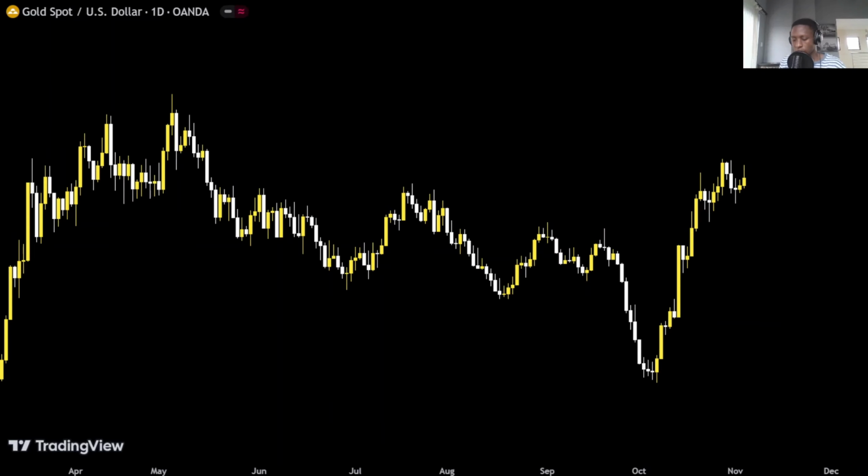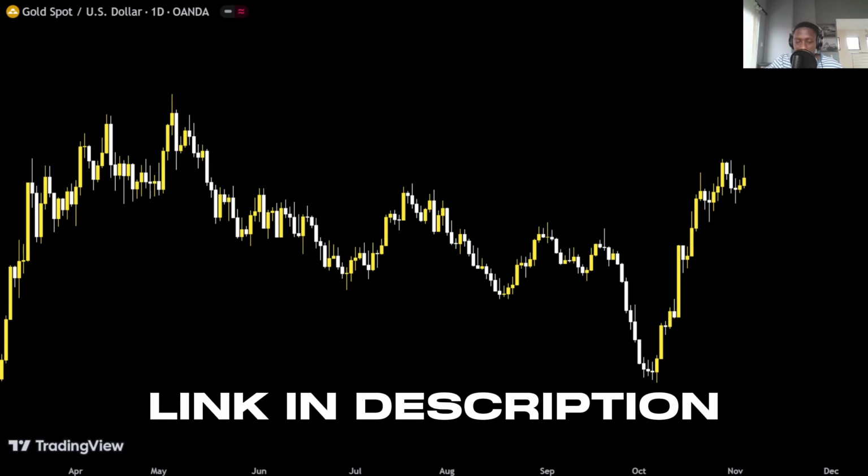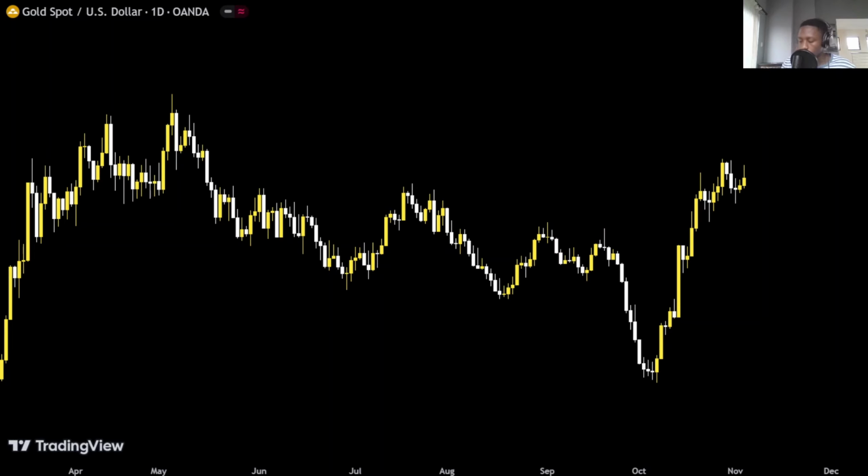Alright, so as we get started, I'll start off with gold. Last week we predicted the way it was gonna move, and gold hasn't been really volatile, but it has been respecting our zone.